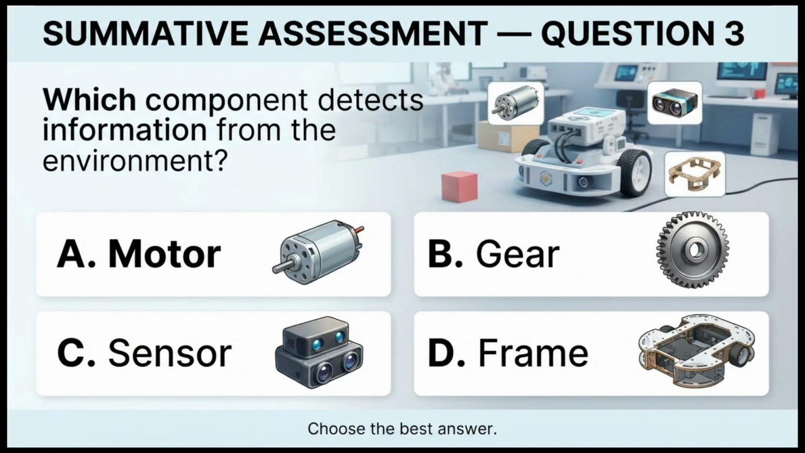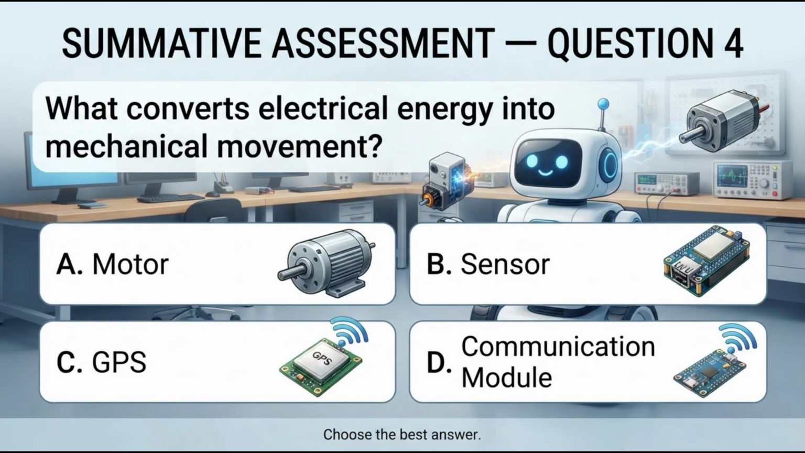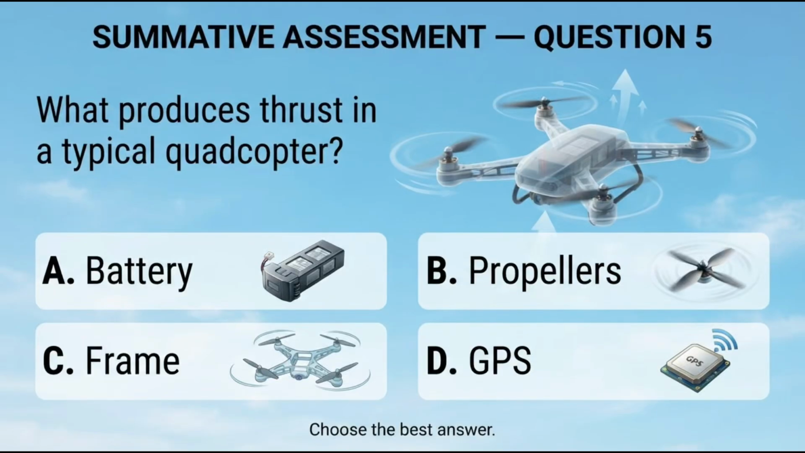Controller. Question 3. Which component detects information from the environment? A. Motor. B. Gear. C. Sensor. D. Frame. Answer: C. Sensor. Question 4. What converts electrical energy into mechanical movement? A. Motor. B. Sensor. C. GPS. D. Communication module. Answer: A. Motor. Question 5. What produces thrust in a typical quadcopter? A. Battery. B. Propellers. C. Frame. D. GPS. Answer: B.